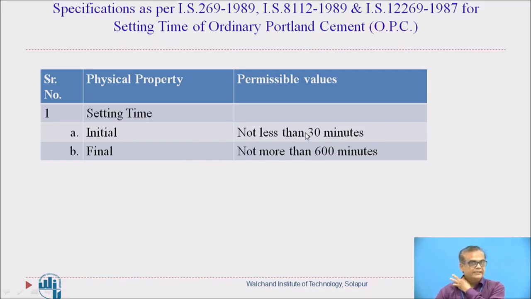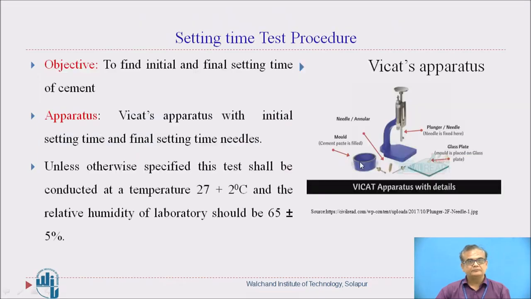Why initial setting time not less than 30 minutes? Because if quick setting is there, it will not be possible to work with this particular cement, and sufficient time should be available for workers to place the cement in position. And final setting time, so as to avoid damage or destruction of concrete if the setting prolongs beyond 600 minutes, that means 10 hours. So this is the maximum limit.